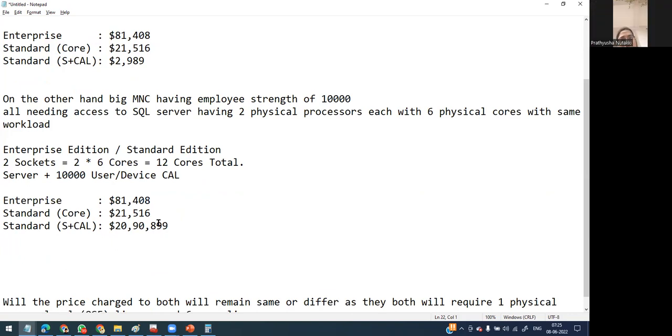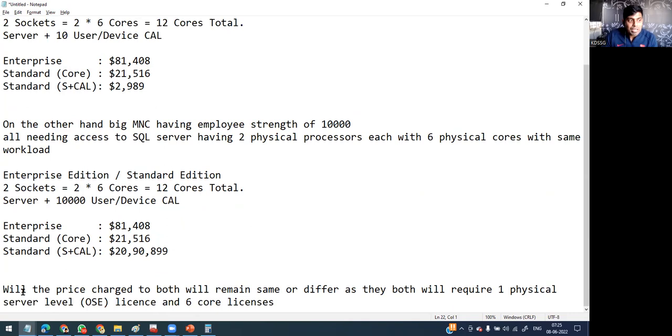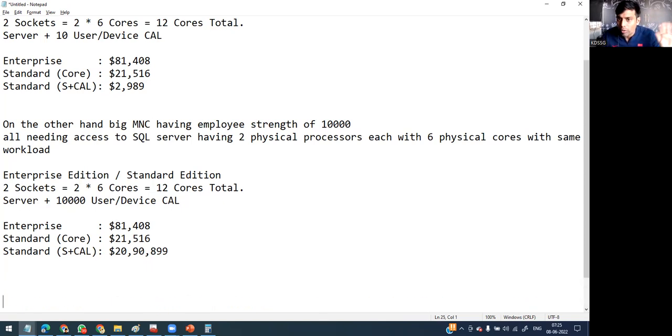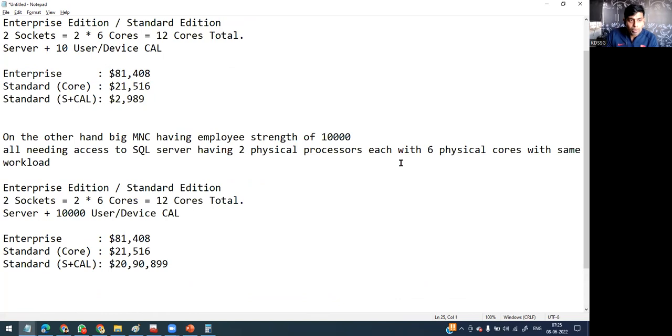Yesterday, I halted it on purpose because I wanted to talk about it in the class. Okay, next one, sir. Last one. Will the price charged to both be the same? Definitely not, of course, sir. Enterprise-wise, same. Core-wise, same. But client-wise, client and server plus client license, it is different. So now, which one shall you recommend for the customer? You recommend to your customer what you want to recommend. So I am done with Rahul's questions.